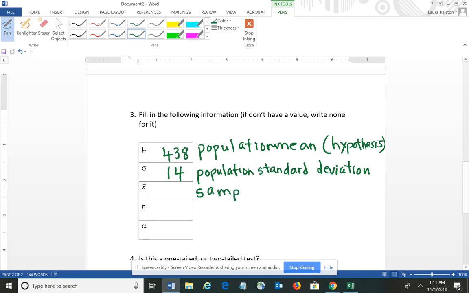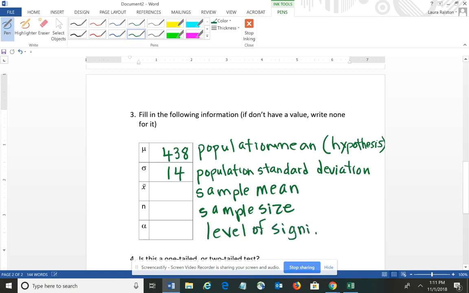X bar is the sample size. X bar is not the sample size, it is the sample mean. Getting ahead of myself. Okay. Sample mean. n is the sample size. And alpha is the level of significance. Now, all of these numbers should be given to you in the problem.